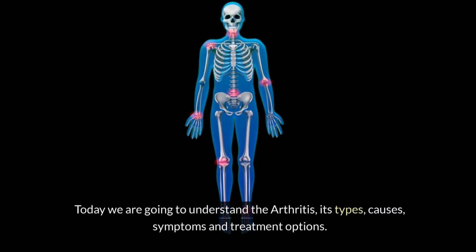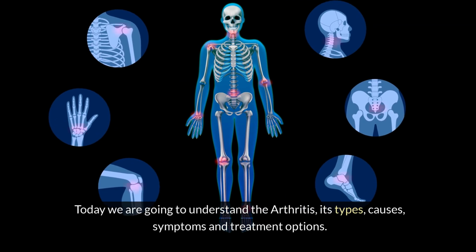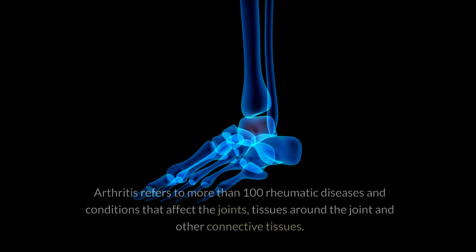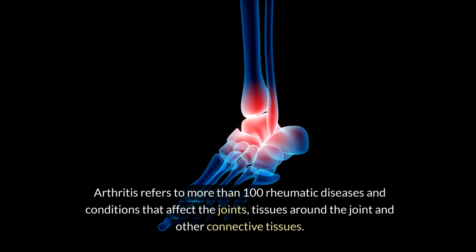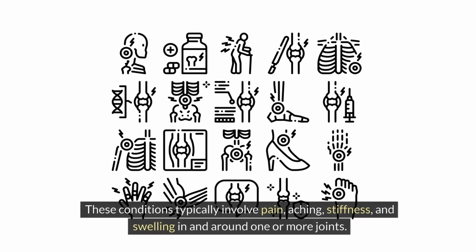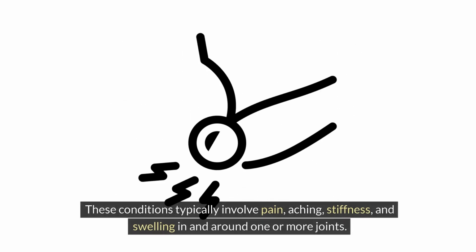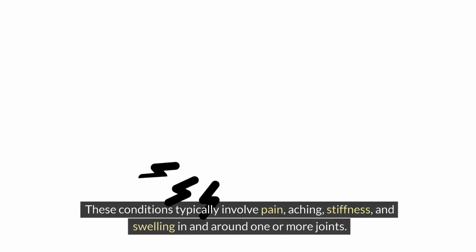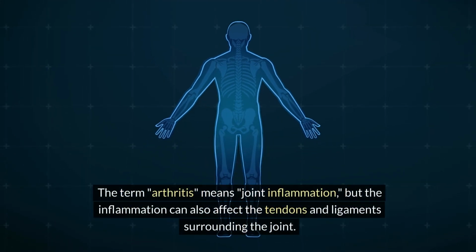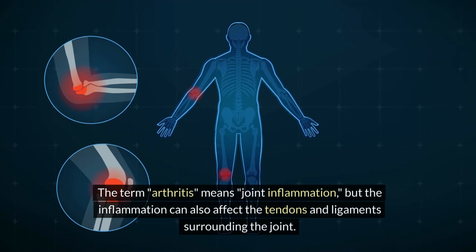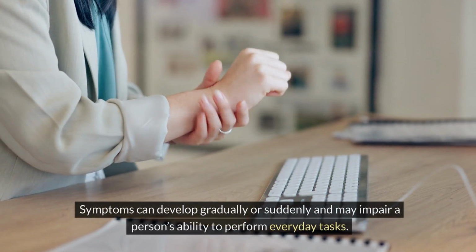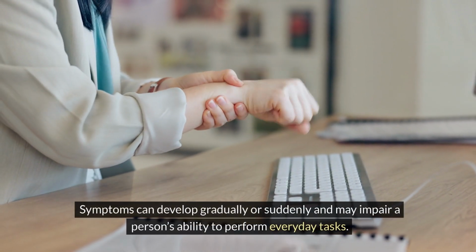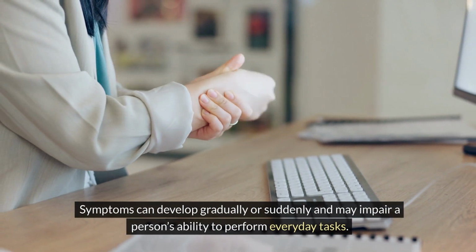Today we are going to understand arthritis, its types, causes, symptoms, and treatment options. Arthritis refers to more than 100 rheumatic diseases and conditions that affect the joints, tissues around the joint, and other connective tissues. These conditions typically involve pain, aching, stiffness, and swelling in and around one or more joints. The term arthritis means joint inflammation, but the inflammation can also affect the tendons and ligaments surrounding the joint. Symptoms can develop gradually or suddenly and may impair a person's ability to perform everyday tasks.